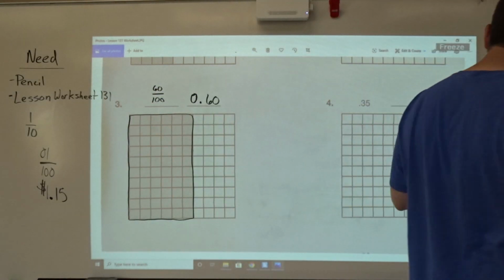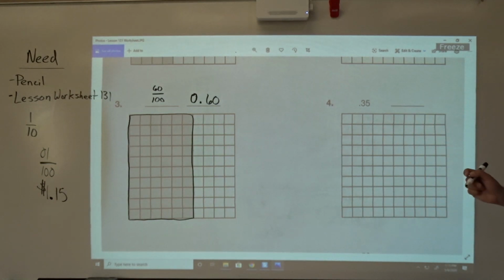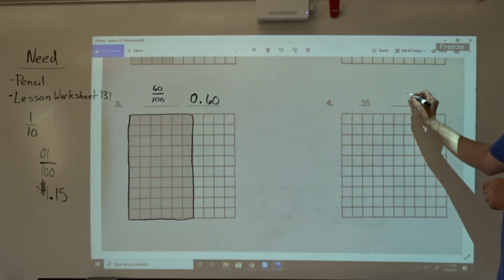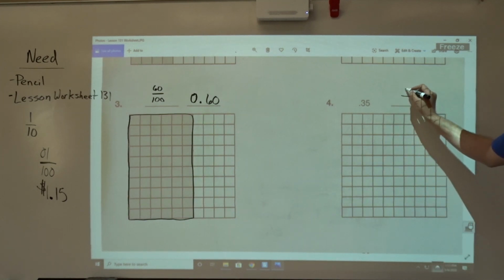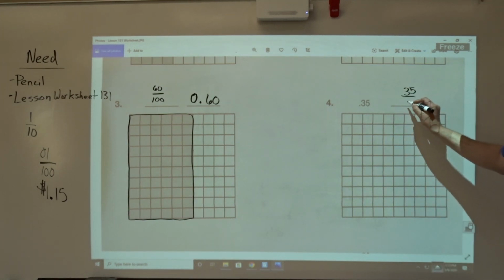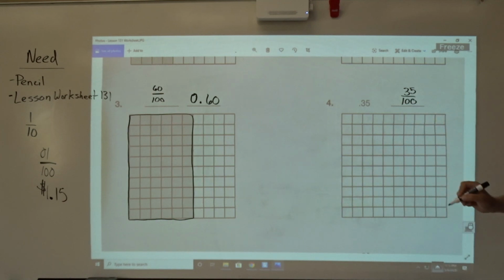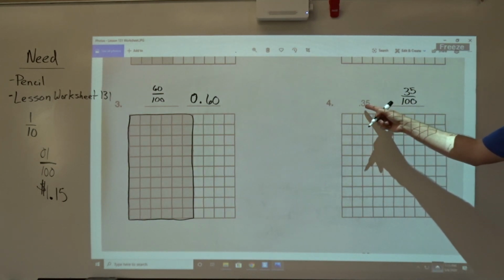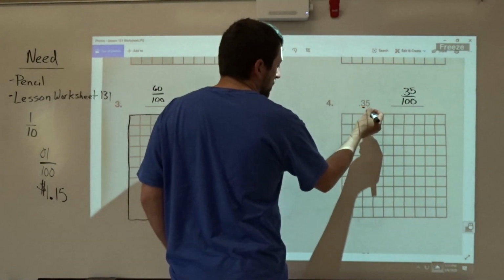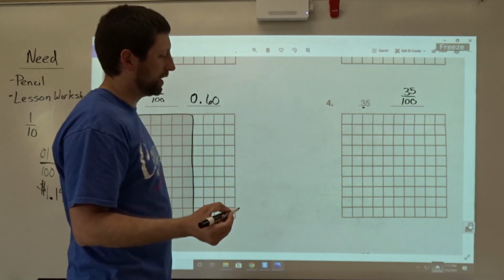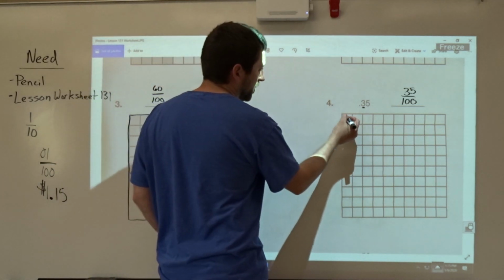Number 4, you need to shade 35 hundredths. Well, they gave us the decimal. What would be the fraction for that? That would be 35 over 100. Now we need to shade this down here to show this. So the first number, the 3, tells us how many full rows I need to shade in. Well, I need to shade in 3 of those.